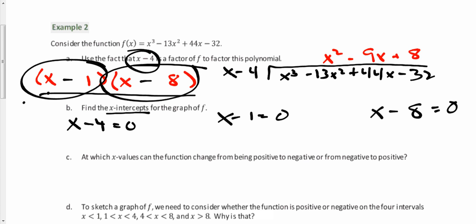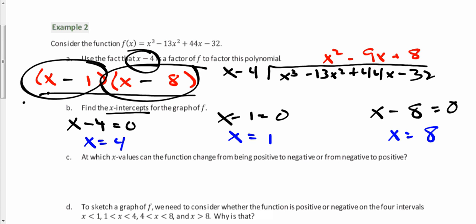Yes, Gabe. All right, stop. So Gabe's giving me 2. X equals 4 is a 0. X equals 1 is a 0. What's my third 0? Josh. 8. X equals 8. All right? So, when I draw my graph of this, I know it's going to cross the x-axis at 4, 1, and 8.